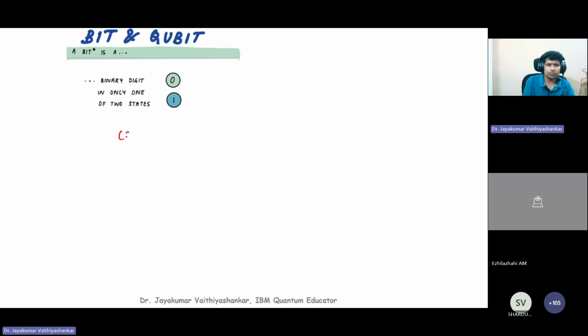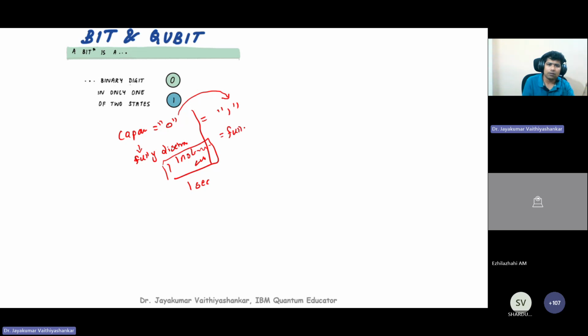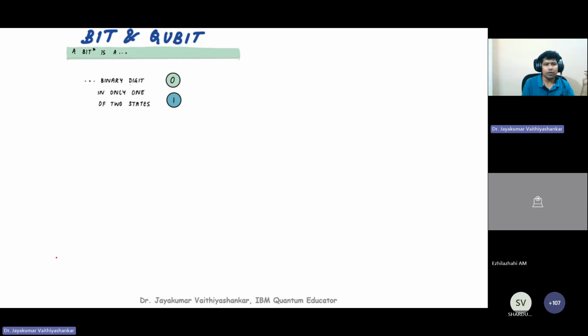If you have a capacitor and you want to show 0, what do you need to do? You need to fully discharge. Suppose you want to show data 1, what do you need to do? We need one instruction cycle, which is the time required to transit from 0 to 1. Imagine one instruction cycle is 1 second. Then you physically fully charge that capacitor to depict state 1. So for a single device, you need one instruction cycle between two data.